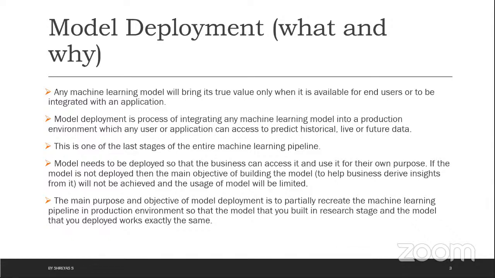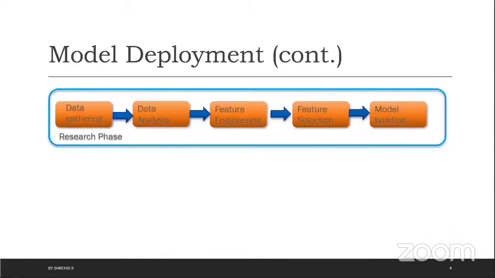Data should be converted to the desired data that the model is trying to accept, and then it should predict. So we need to recreate the whole pipeline, like feature engineering, feature selection, and then model prediction. Let's go to our diagram and understand it much better.